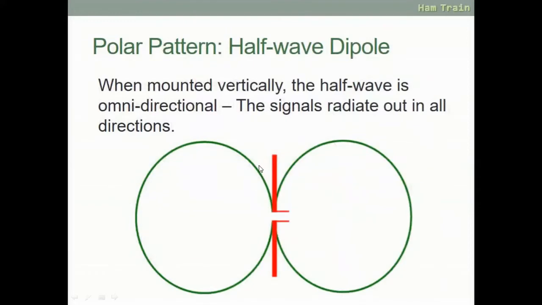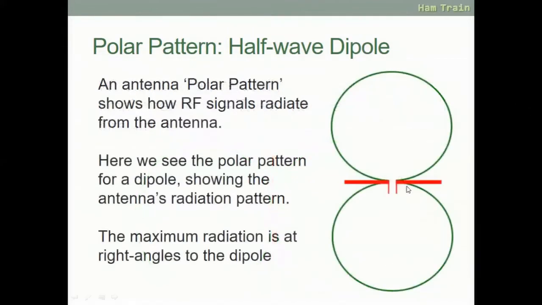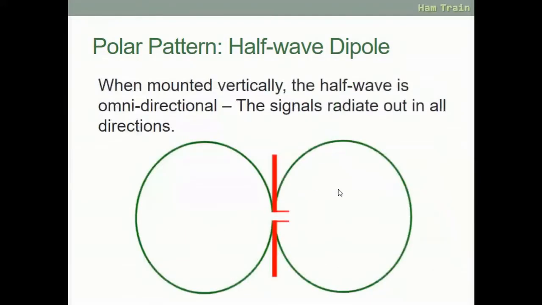When mounted vertically, the half wave is omnidirectional. That means that the radiation goes out in all directions. So when it's horizontal, as it was previously, the radiation there is coming out the top and the bottom, or if you're looking down on it from the top, it's going out to each side. When you've got a vertical dipole, it's going out every single side. So if that was a 3D image, it'd look like a big donut round a pole.